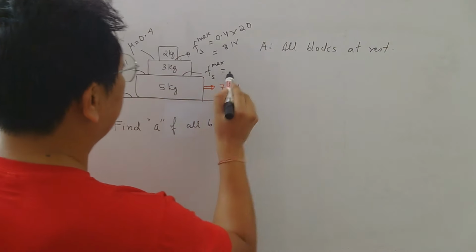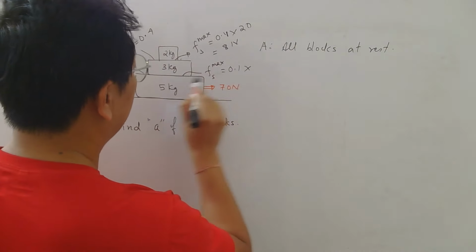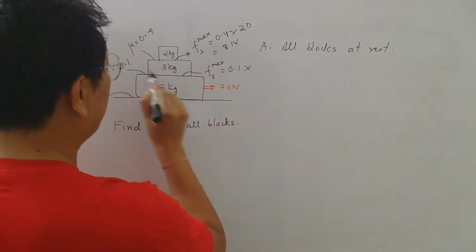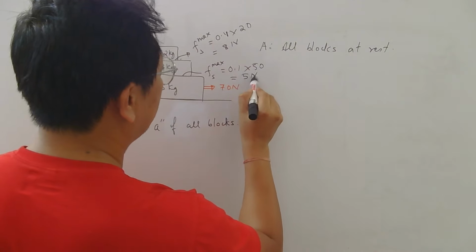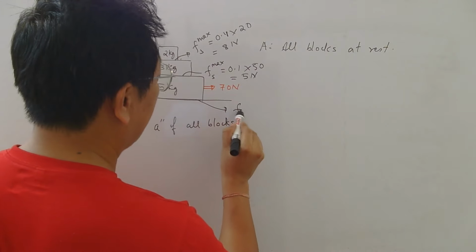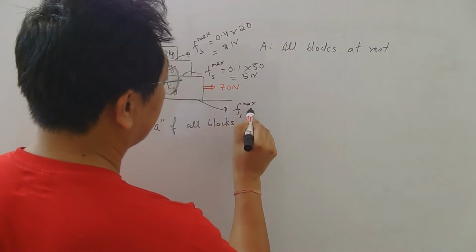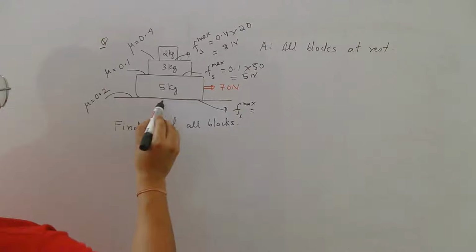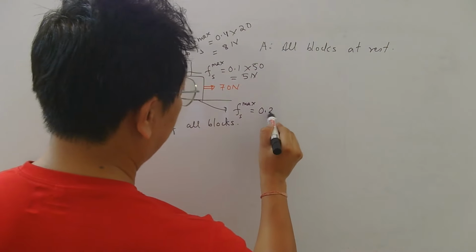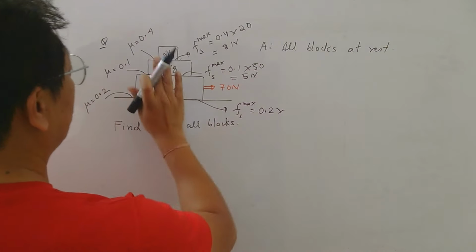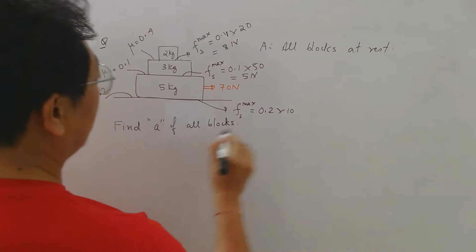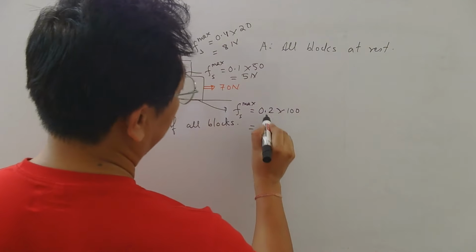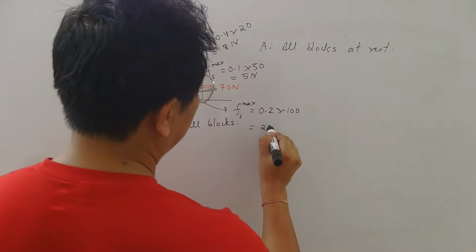Here mu value is 0.1. Normal here has to balance the weight of 5 kg, so this is 50 Newton, this is 5 Newton. And here the Fs max is, here friction coefficient is 0.2 and normal here has to balance the weight of all of them, which is 10 kg's weight, 100 Newton. This is 2 by 10, 1 0 cancels, 20 Newton.